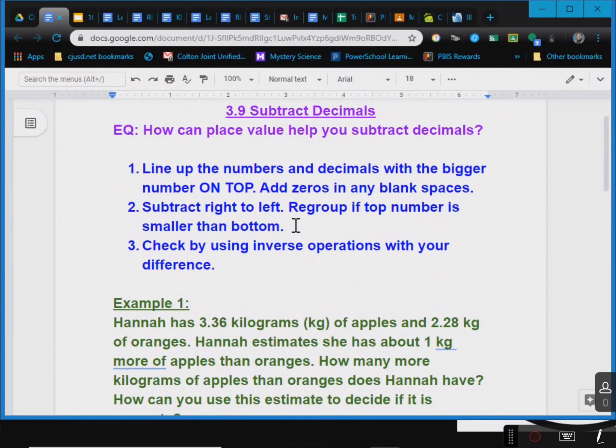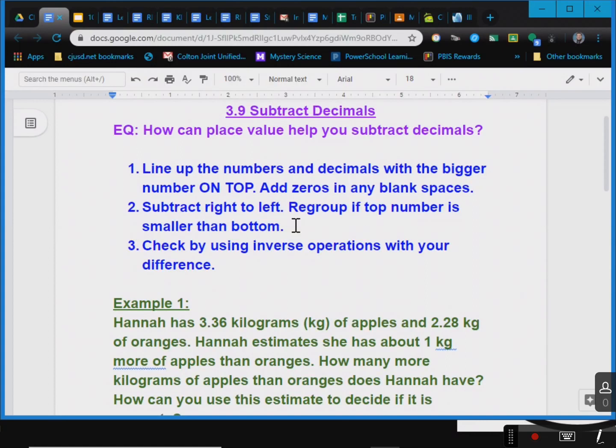You want to line up the numbers and decimals with the bigger number on top. I put that in all caps because that is very, very important. The bigger of the two numbers needs to be the one on top when you are subtracting. Add zeros in any blank spaces. And then you subtract right to left. Regroup if necessary, if the top number is smaller than the bottom.